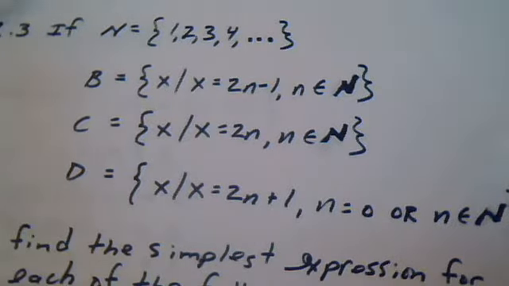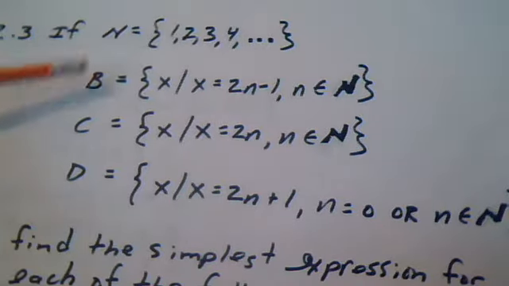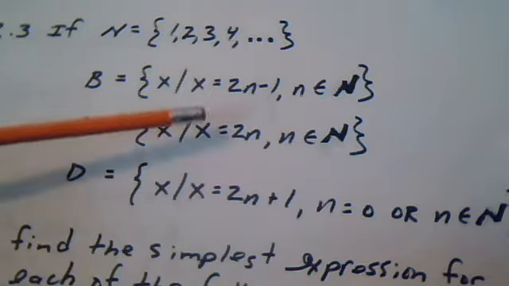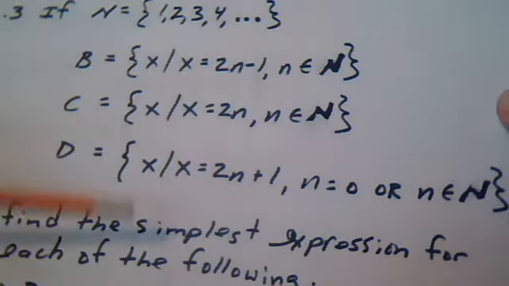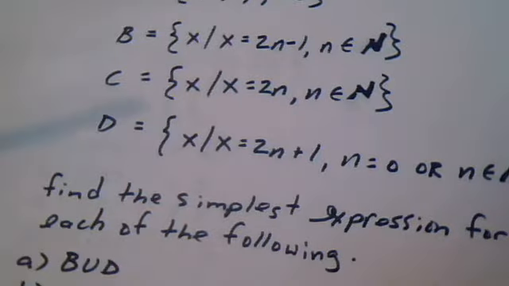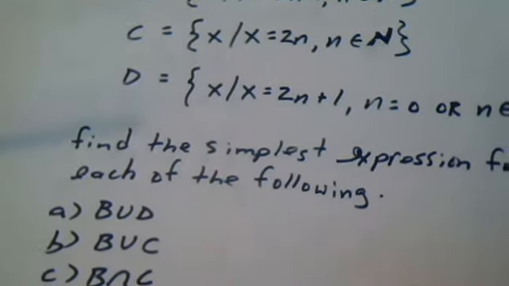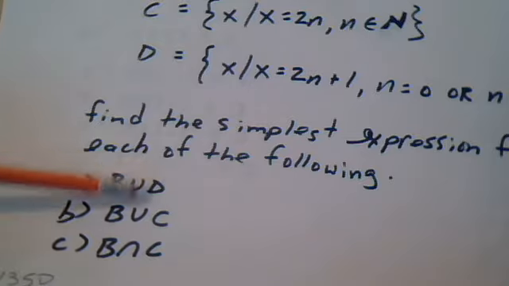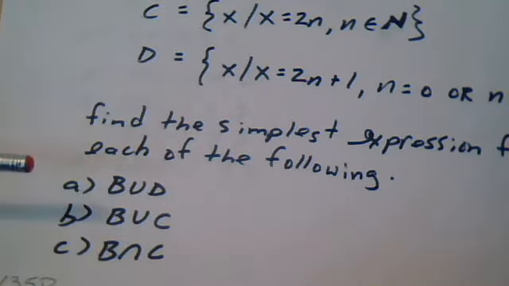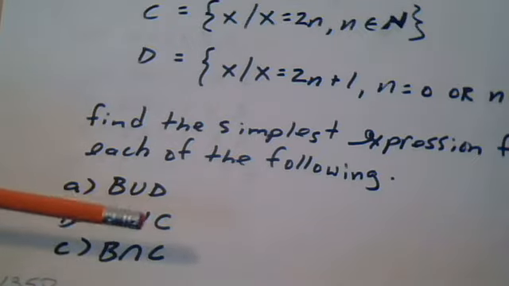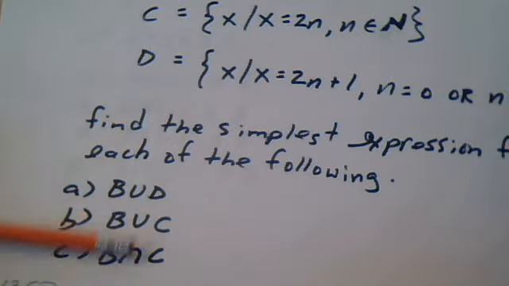If N equals the natural numbers, the counting numbers, and B has this description, C this description, and D this description, then find the simplest expression for each of the following. What's the easiest way of saying B union D, B union C, and B intersection with C? Is there a simpler way of saying this?